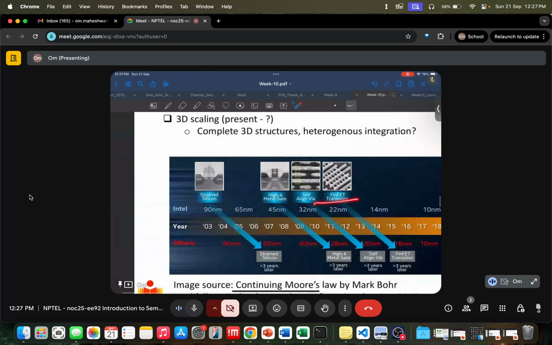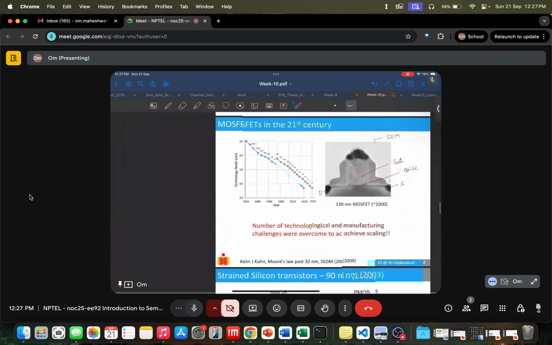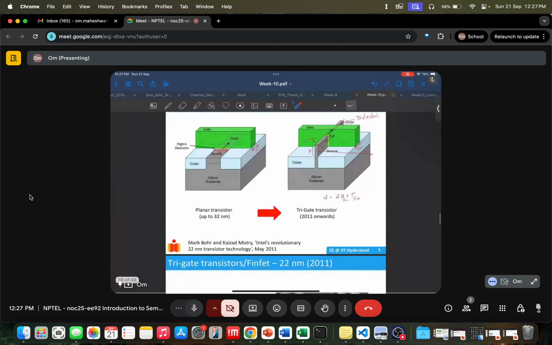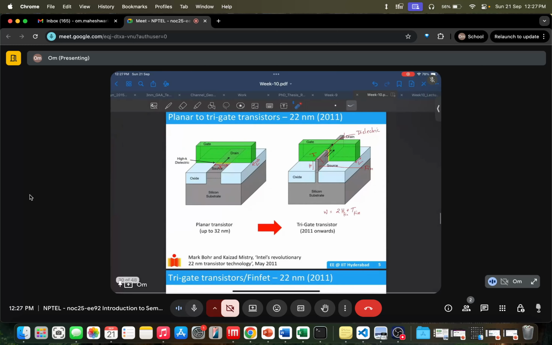Then there were more transitions for 3D scaling. So we went to better devices, from high K, strained silicon, and everything, to finally 3D devices, from planar to 3D. These 3D devices were introduced from the 22 nanometer technology by Intel.